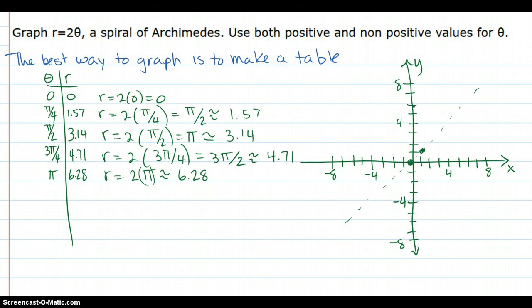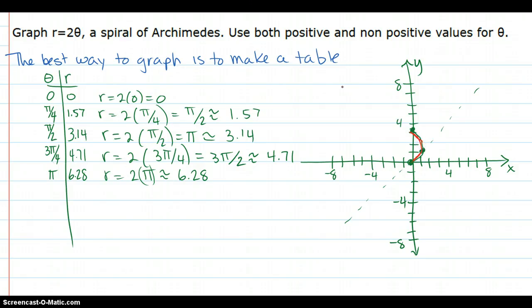Pi over 2 is a 90-degree angle, it's right on the y-axis. That's a little over 3. That goes there. So you can see we're going to start our spiral. Let's do that in red. So we start our spiral.